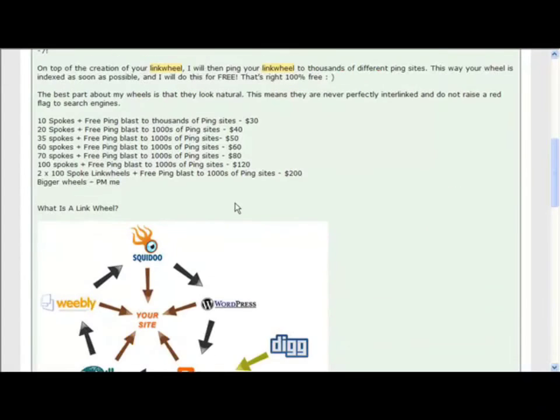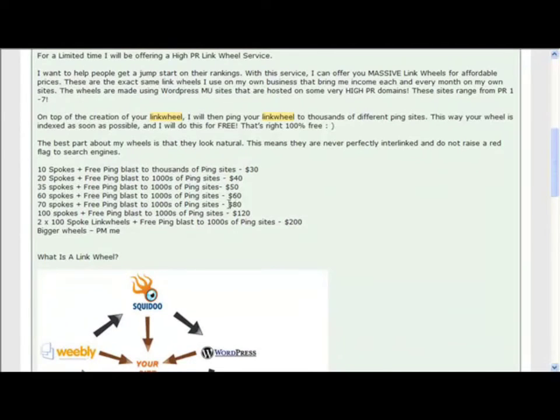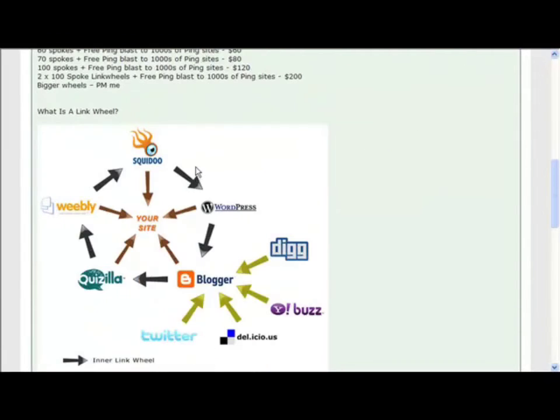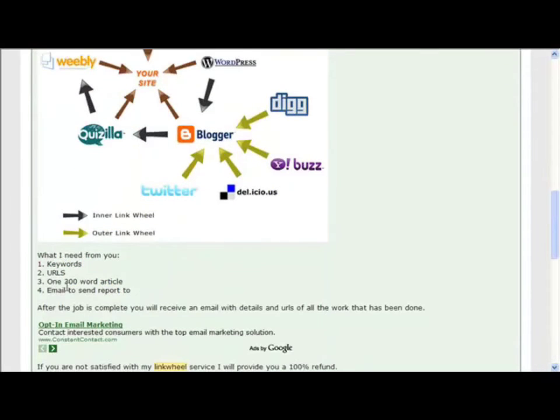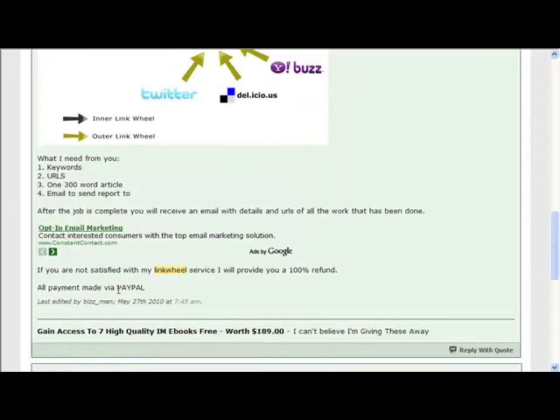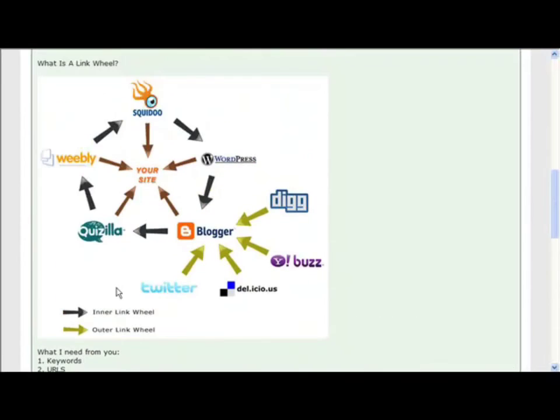And I know this particular person will provide you with a report where he's put all your links as well. So they're all on sites from PageRank 1 to 7. So very, very good. Will do these link wheels for you. So all you need to do is provide a keyword, URL, article, and an email address, and there you are. So I mean, this is a good one.